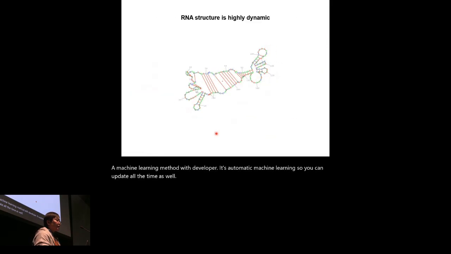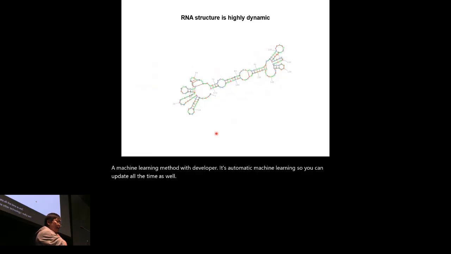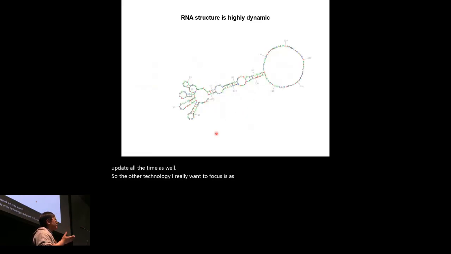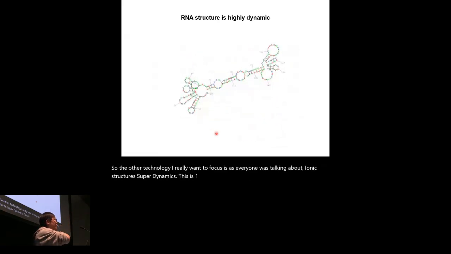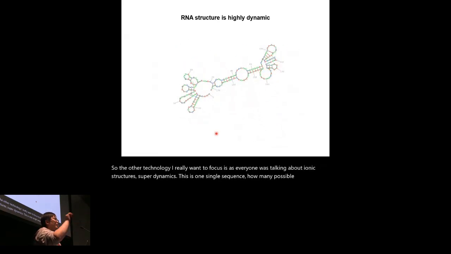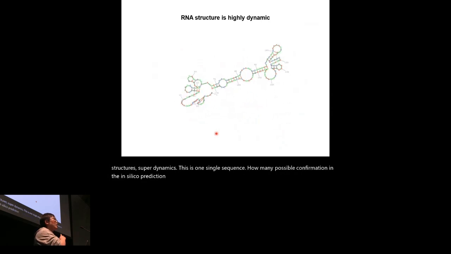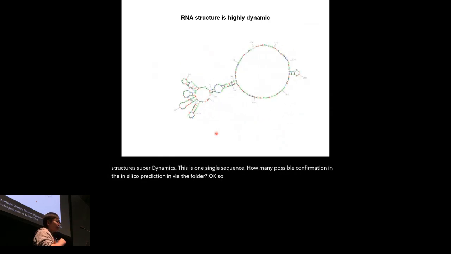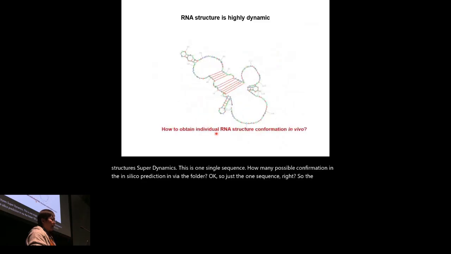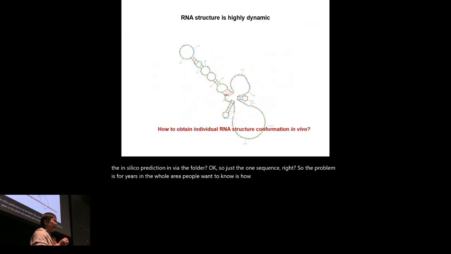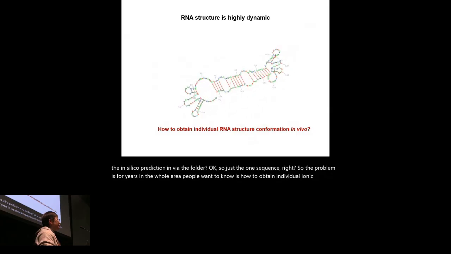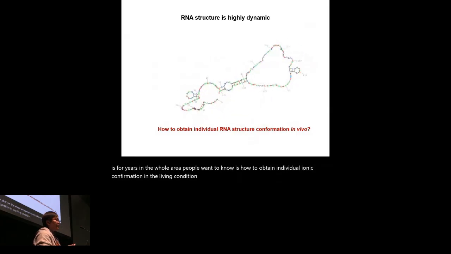The other technology I really want to focus on is, as everyone was talking about, RNA structure is super dynamic. This is one single sequence, and this is how many possible conformations there are in the in silico prediction via RNAfold. Just one sequence, right? So the problem for years in the whole area is how to obtain individual RNA conformations in living conditions, whether or not we can detect them in vivo.